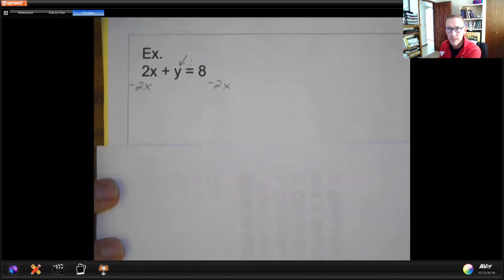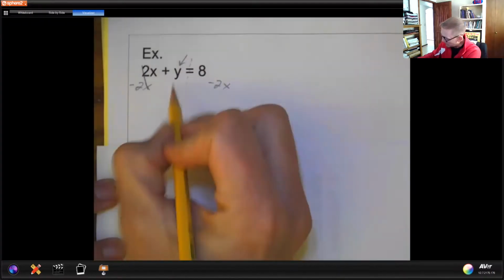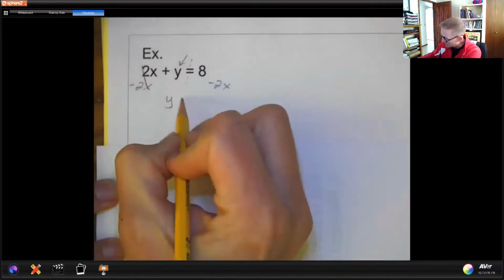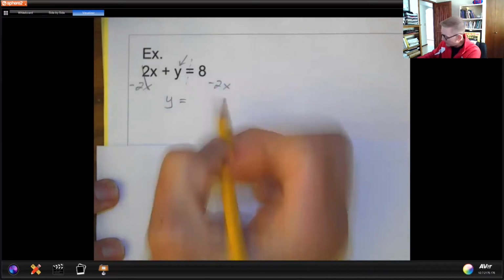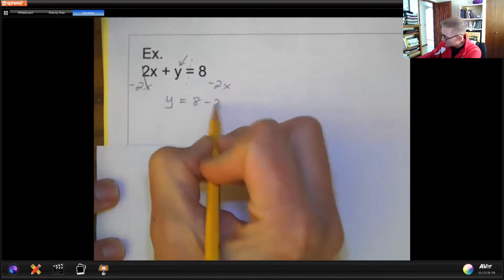And this is going to be the key. We're now going to have more than one variable in play as we solve these. All right, well, the 2x's cancel out. I'm going to bring the y straight down. I'm going to bring the equal straight down. And then I'm going to have 8 minus 2x.